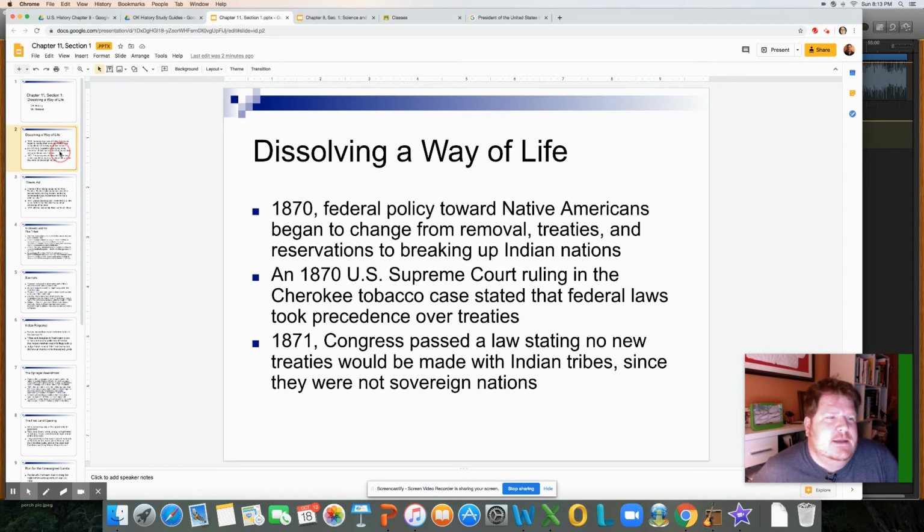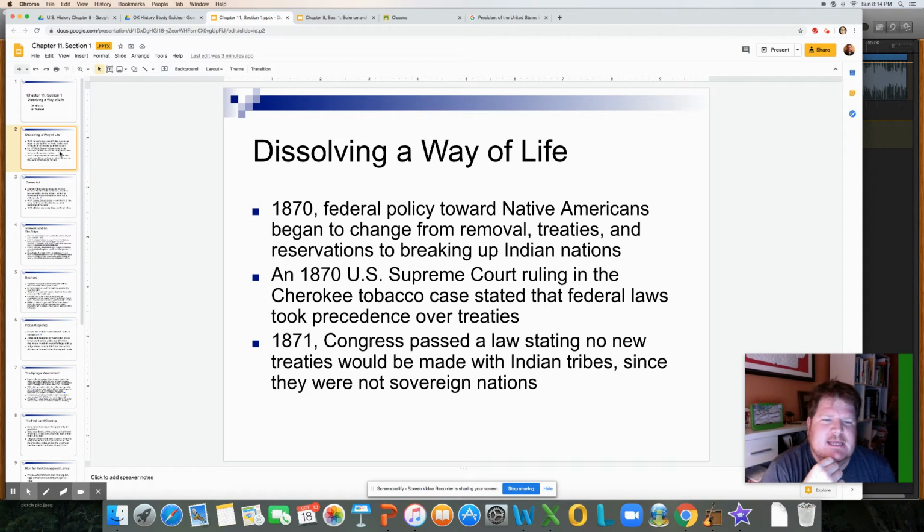So we start to see that there was a lot of land that had been divided up for certain Native Americans, which was Indian Territory. But by 1870, we start to see that federal policy towards Native Americans was starting to change. We see that from removal, the treaties and reservations, breaking up of Indian nations by bringing in other nations from the Great Plains into Indian Territory, you're seeing the federal government is going to reevaluate Indian Territory.